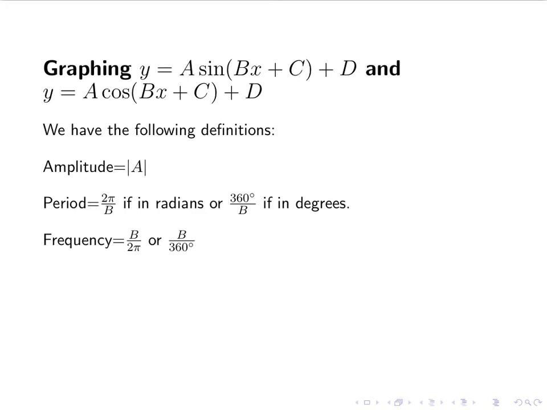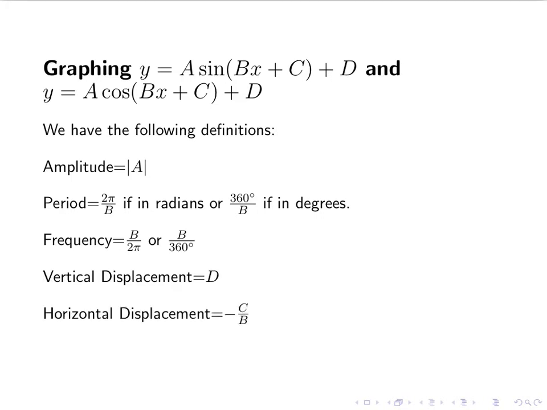The following two things are new. We have the vertical displacement, which is d, and we have the horizontal displacement, which is negative c over b. So these are the two new things that we're going to talk about in today's video.